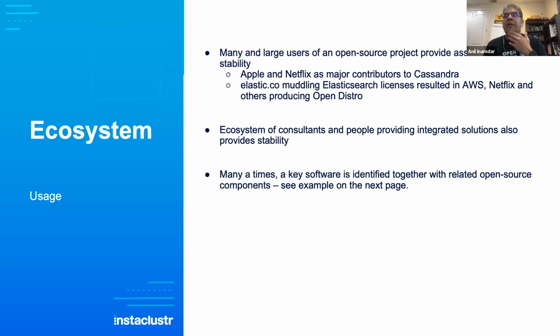Another item is that an available ecosystem of consultants and people providing integrated solutions also provides stability. If there are a number of consultants, a number of different solutions, and a number of people using that open source solution, then again, the ecosystem is very healthy and the product is going to continue. Many times, a key software is identified together with related open source components. Now, this can also provide stability. So let me give you an example on the next page.